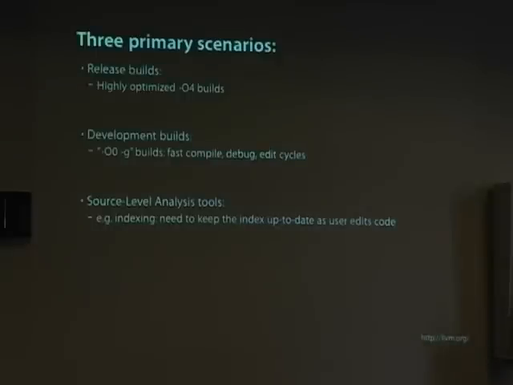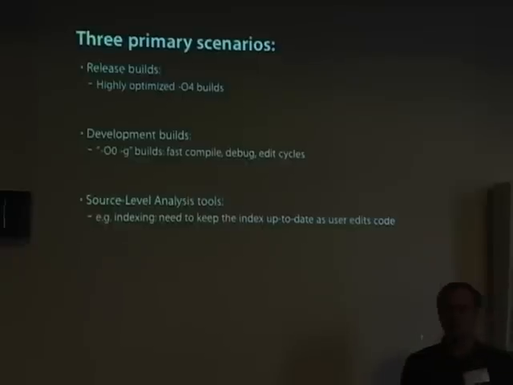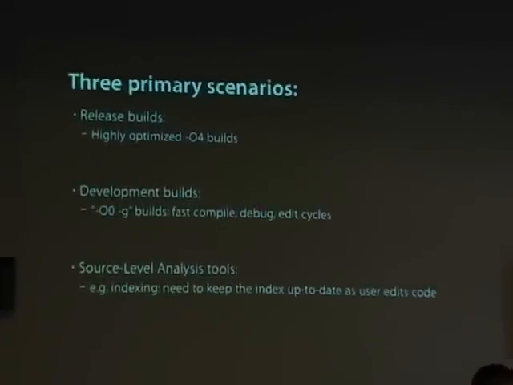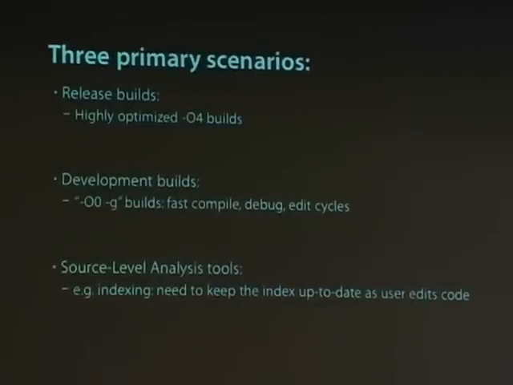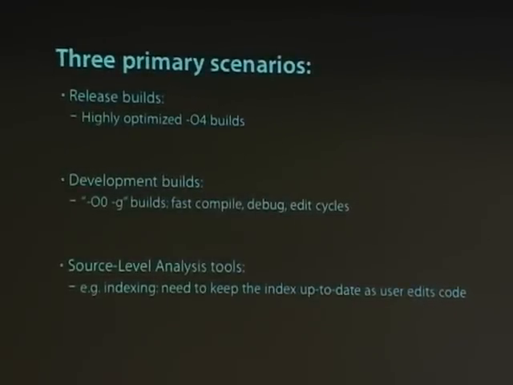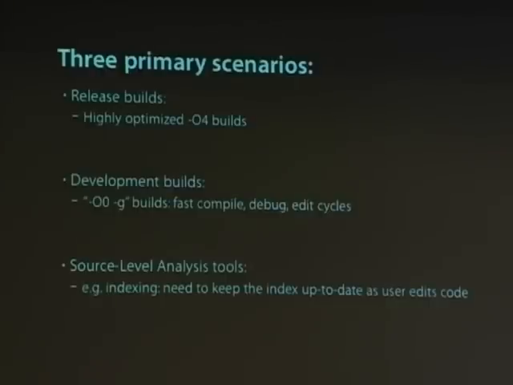To me, at least, there are three interesting areas where you'd want to look at compile time performance, ranked in order of hardness. First, a release build: I want to do performance analysis, ship it to a customer, or give it to my internal users so they can live on it. You're doing a release build where you turn on all your optimizations.